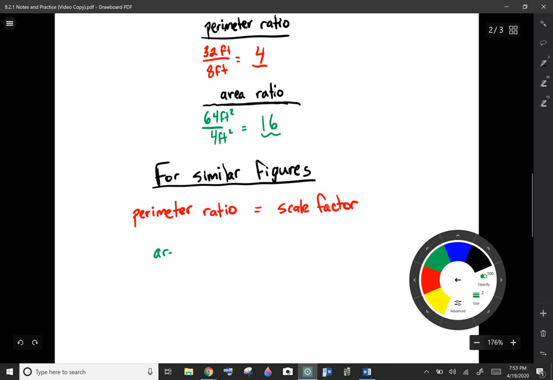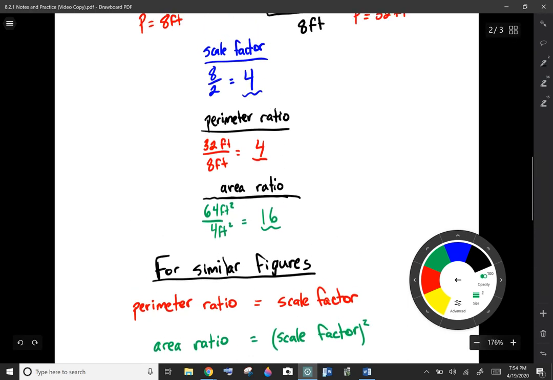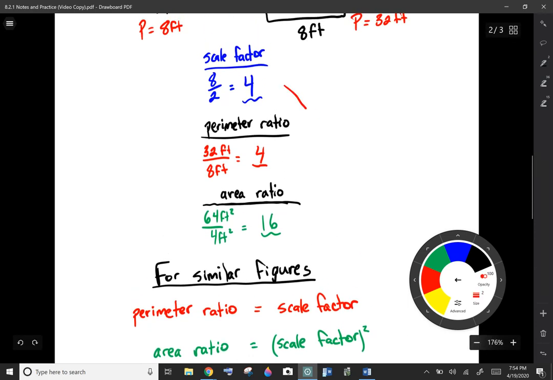But for the area ratio, that is actually always going to be equal to the scale factor squared. So these two equations are going to be very helpful later on in this chapter. That means that if the shape is twice as long, it's actually going to be 4 times as big. So as an example, these two, as you can see, are equal, 4 and 4.